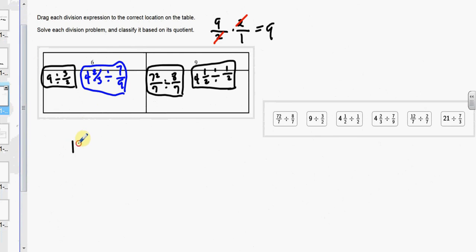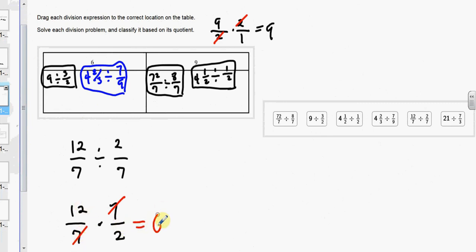So now we have 12 over 7, that's divided by 2 over 7. So this becomes 12 over 7 times 7 over 2. Now the 7's just cancel out, 7 divided by 7 cancels out. 12 divided by 2 is just 6. So we bring him over there. So this is 12 over 7 divided by 2 over 7.